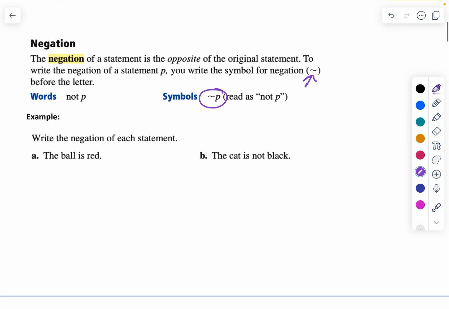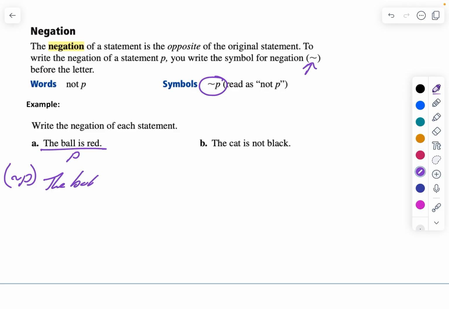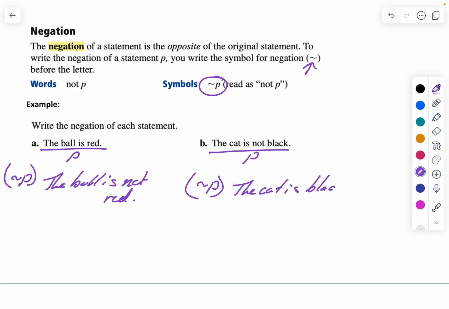So write the negation of each statement. If this was our P, then not P, the opposite of that, would be the ball is not red. Okay, pretty straightforward. Now, if this is our P, what would be the opposite of this? Well, the opposite of the cat is not black would be the cat is black.